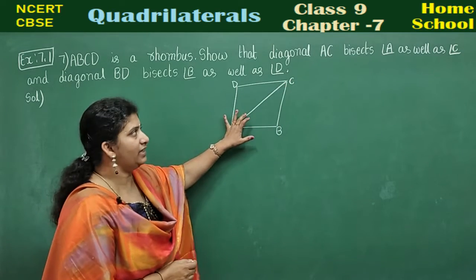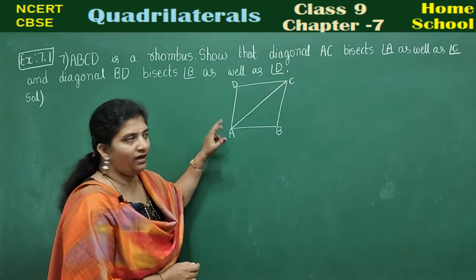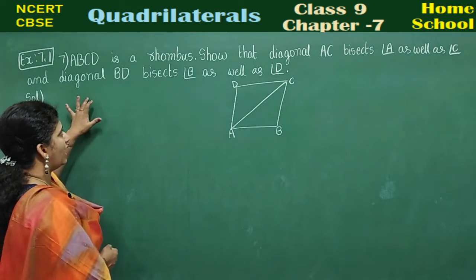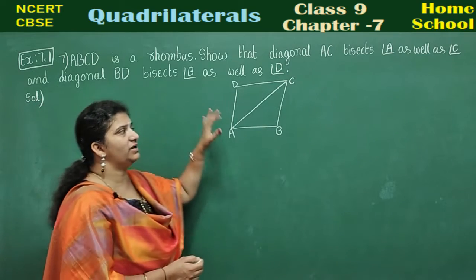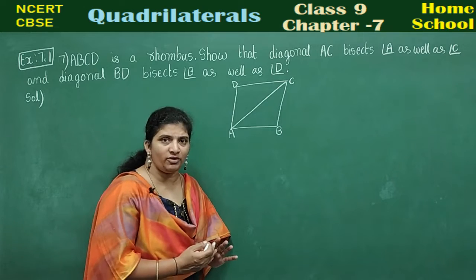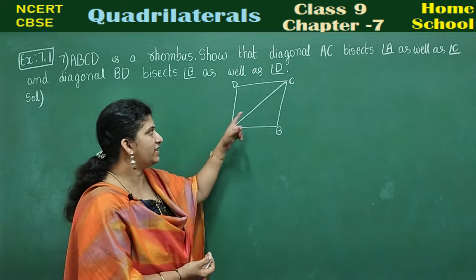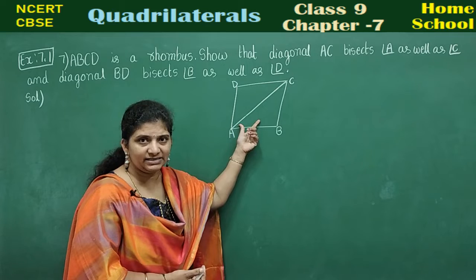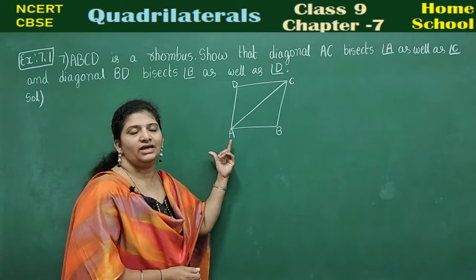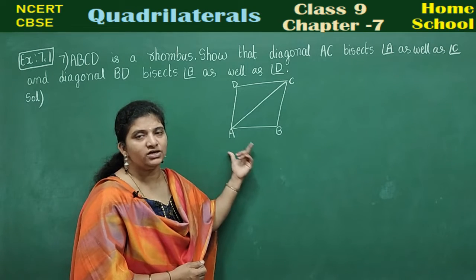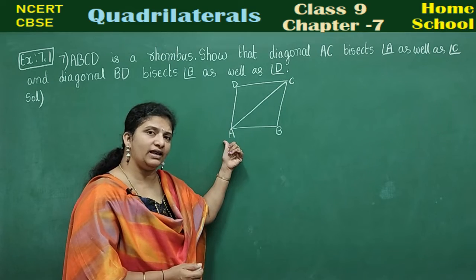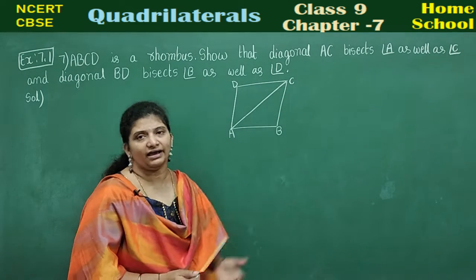Diagonal AC bisects angle A as well as angle C. And diagonal BD bisects angle B as well as angle D. So we are going to divide this problem into two cases. First one using diagonal AC and your second one using the diagonal BD. Given ABCD is a rhombus, show that diagonal AC bisects angle A as well as angle C.